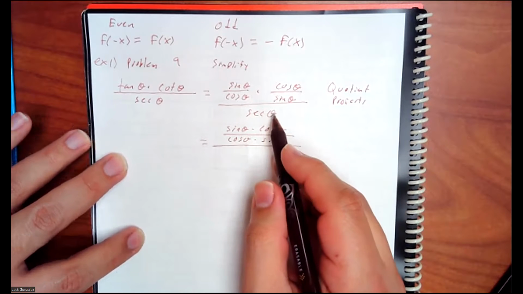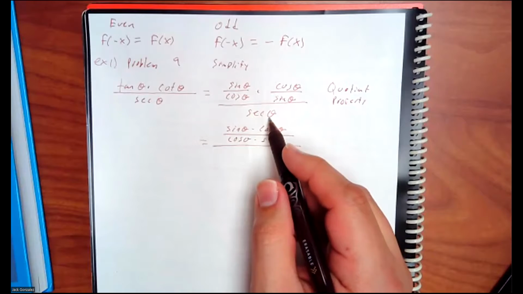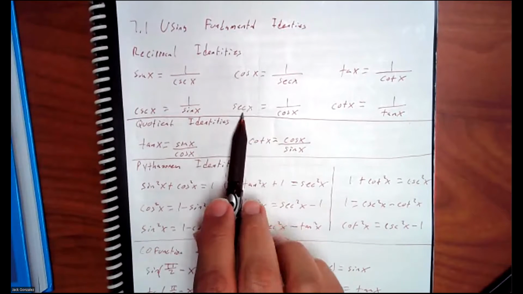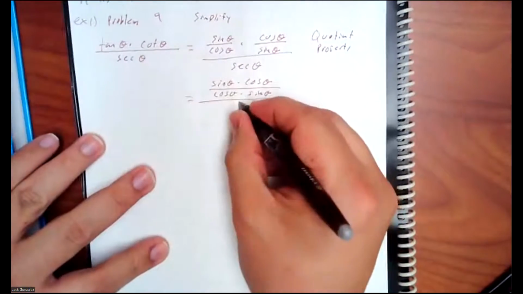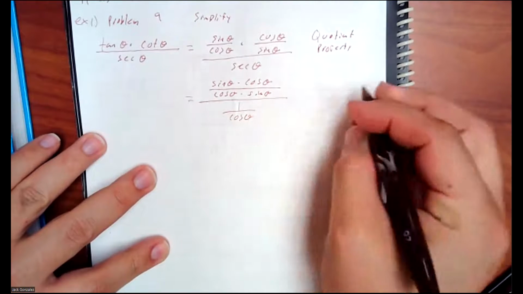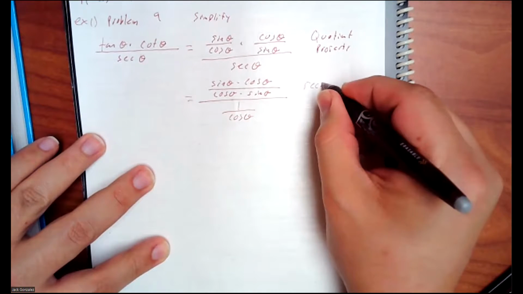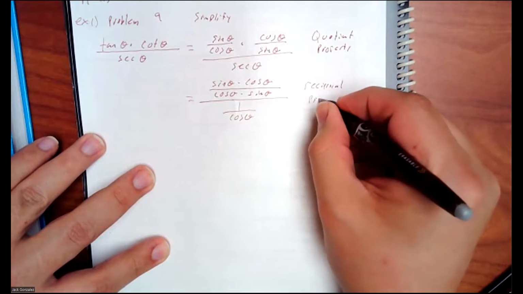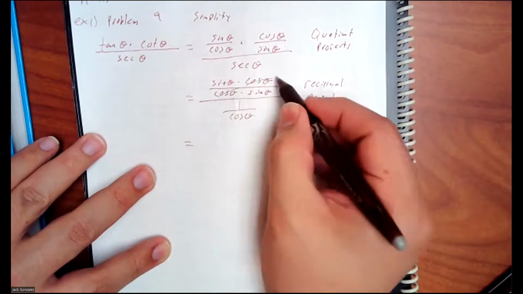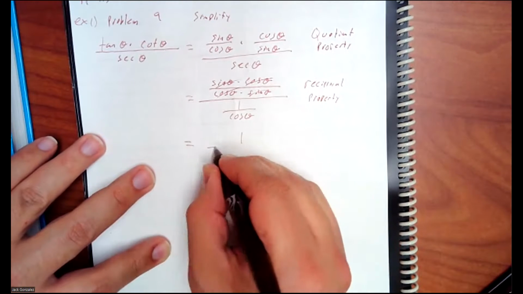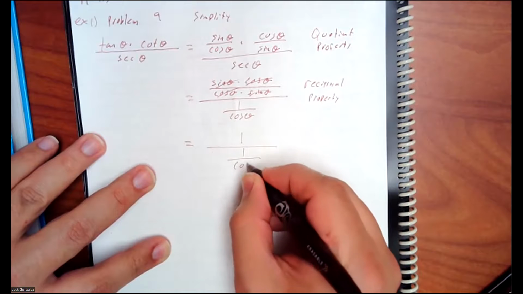What is secant as a reciprocal? So go back to your properties. Secant is equal to 1 over cosine, right? So change it. This becomes 1 over cosine. Reciprocal property, that's what we use. So these are going to cancel, leaving me with 1 over cosine.